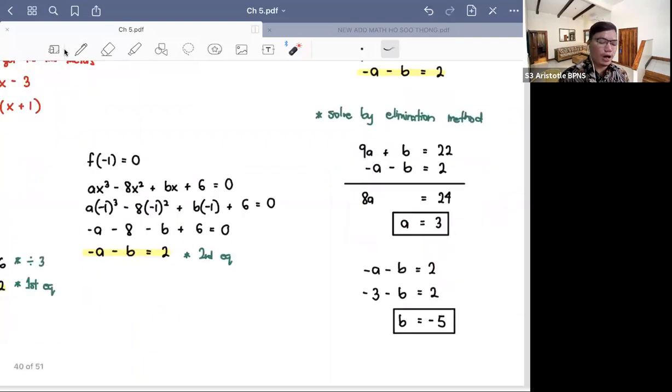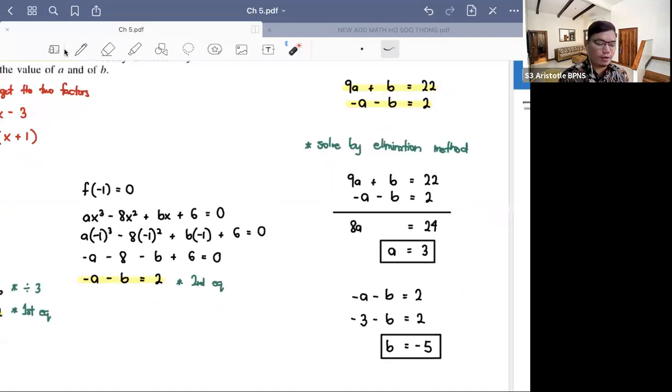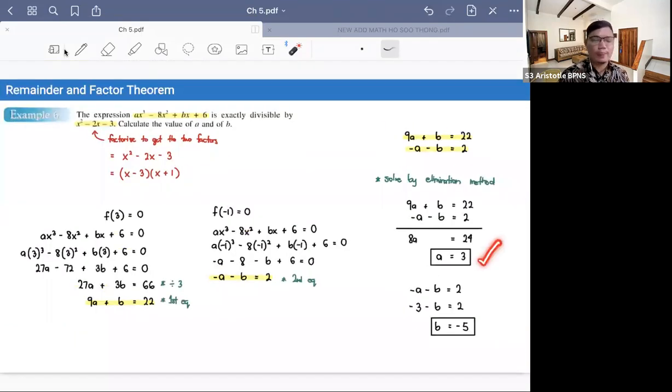So good. How about b? So for b, you just choose either the first or the second one. So of course, work smart, choose the second one because it doesn't have big numbers, right? So a minus b equals 2. So and then substitute the value of a, which is 3. So it's 3 minus b equals 2. Therefore, b is equal to negative 5. All right, so that's it. So that's how you find for a and b on example number 6. Do you guys have any question?